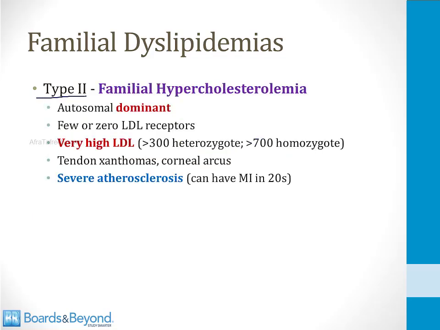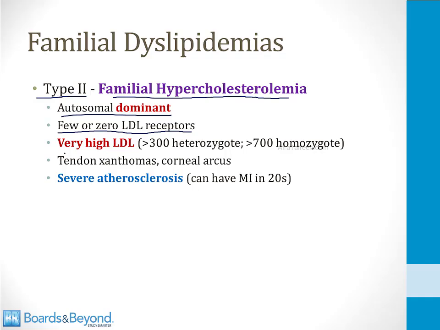A type 2 familial dyslipidemia is called familial hypercholesterolemia, and the problem in this condition is that the total cholesterol and LDL cholesterol levels get very high. This is an autosomal dominant condition, and there are relatively few autosomal dominant conditions. So when you come across one, you should take note, and this is one of them. The problem in this dyslipidemia is that these patients have few or zero LDL receptors. As a result, they cannot clear LDL from the plasma.